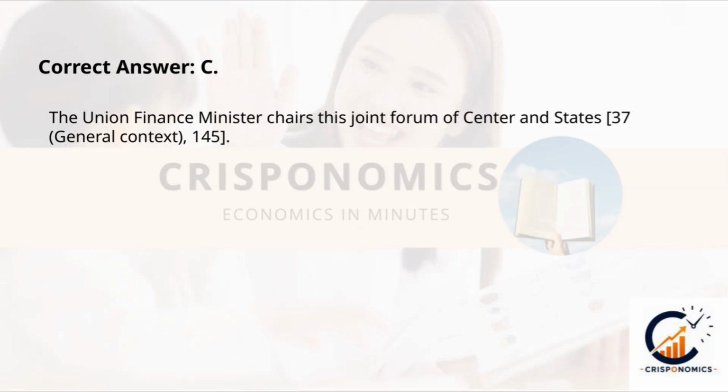This setup ensures collaboration and coordination on financial matters that affect the entire country. It's a key example of how different levels of government work together to manage resources and policies effectively. Understanding who chairs this forum helps us grasp the balance of power and responsibility in our federal system.